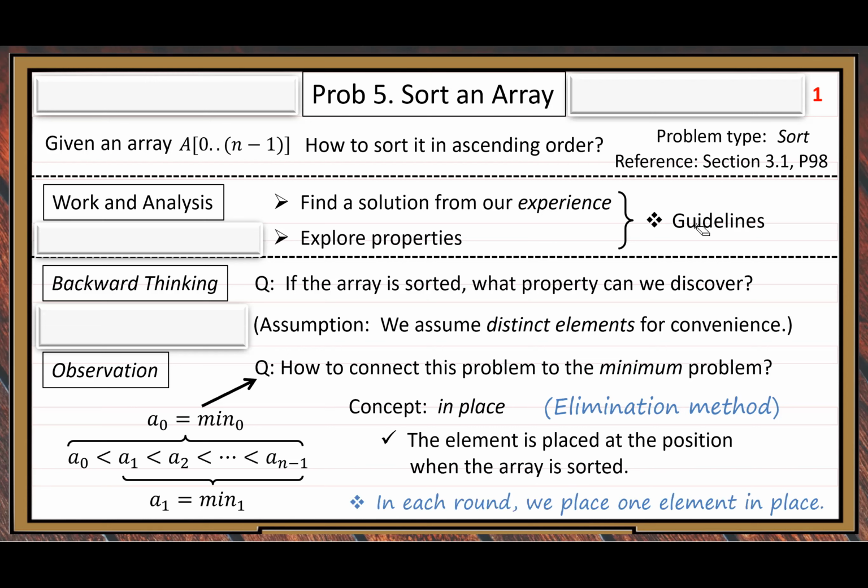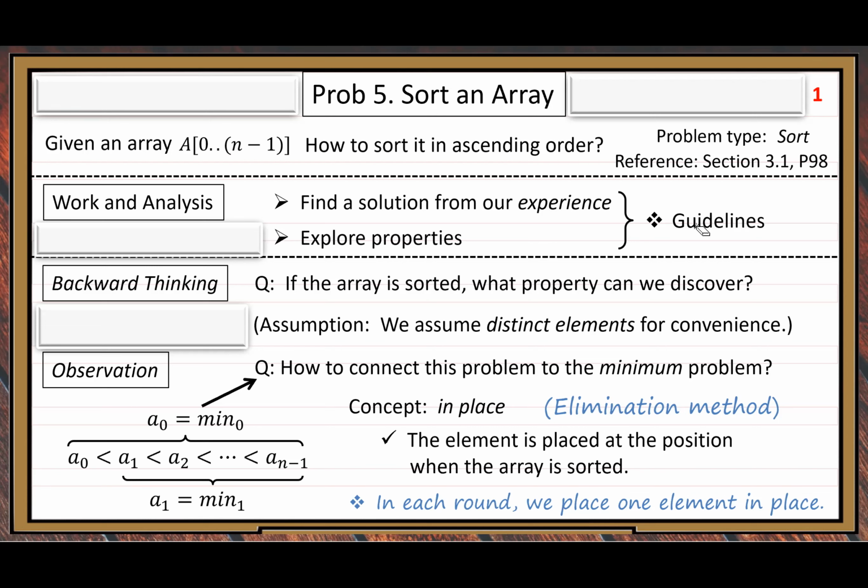In each round, we place one element in place. Every time we scan the remaining elements, we guarantee we can place one element in place. Think about it: until we put all elements in place, the whole array is sorted. When all the elements are in place, the array is sorted.